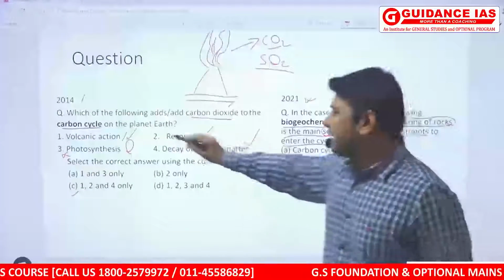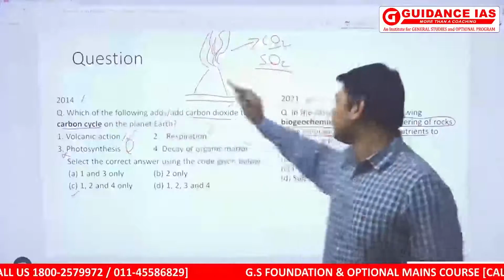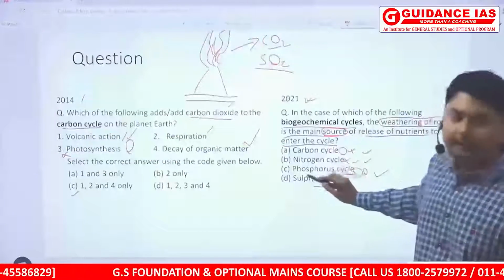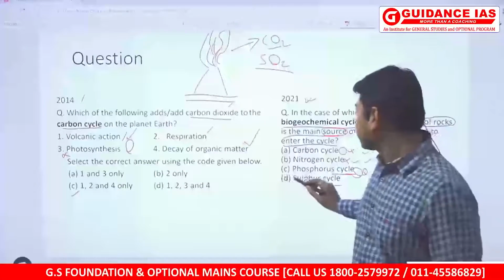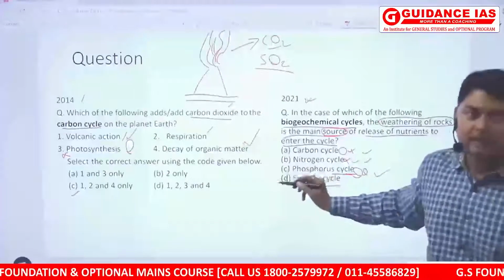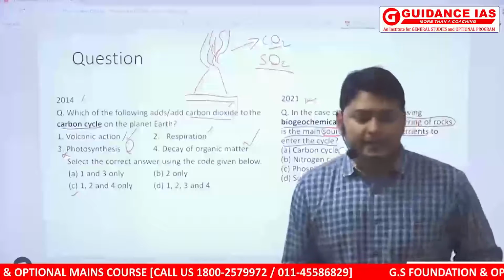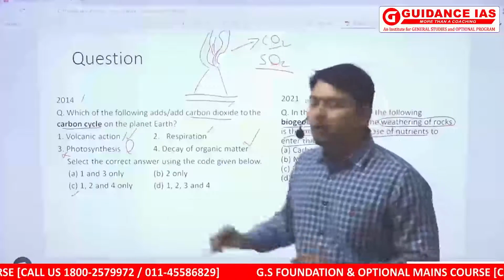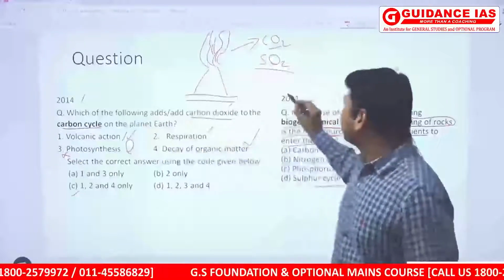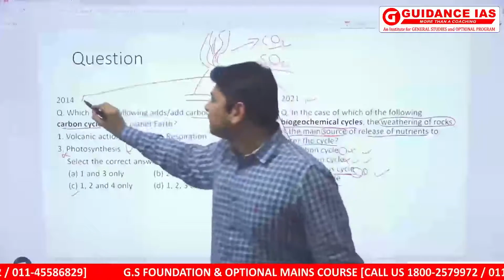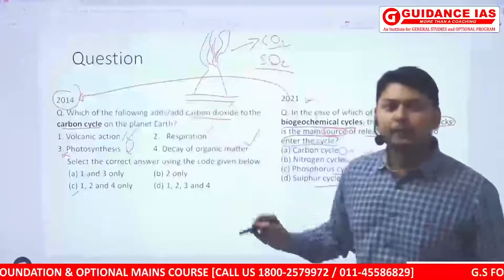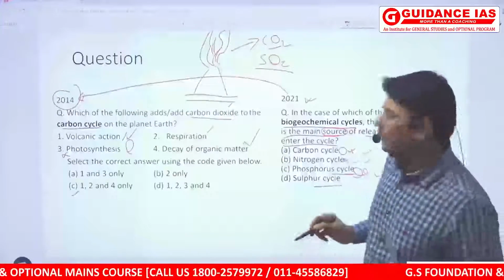Basically, one was on the carbon cycle. Now here in 2021, it has included the carbon cycle, nitrogen cycle, phosphorus cycle, and sulfur cycle also. For tackling this kind of question, we need basic knowledge about all the cycles, which we get through the previous years' question papers. So we have to analyze them very well.